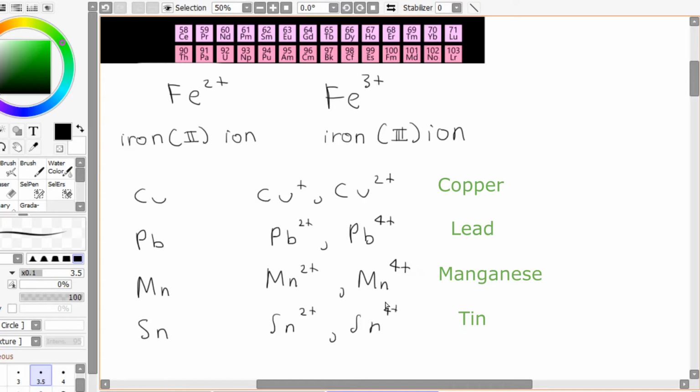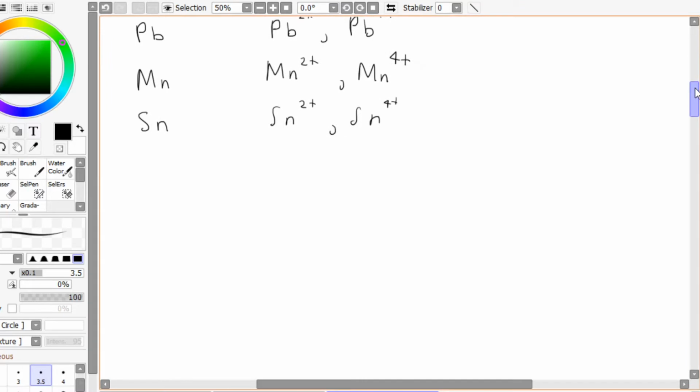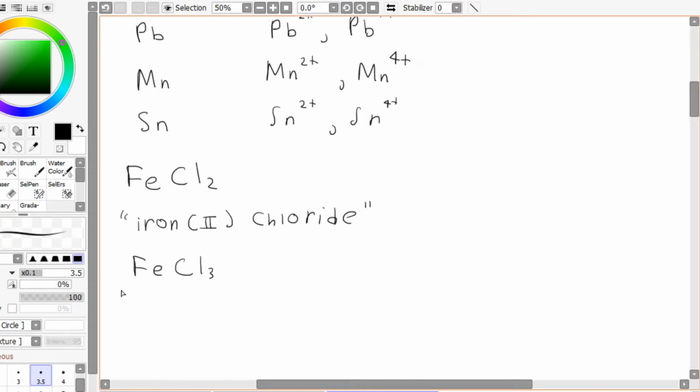A compound like, for example, iron chloride. If I write it out like this, one is called iron(II) chloride. But then something like this is called iron(III) chloride. And we do have to specify, always, when we talk about iron, exactly which version of the ion it is.